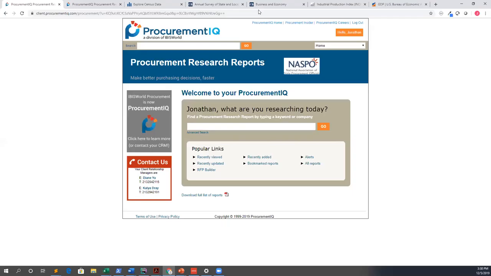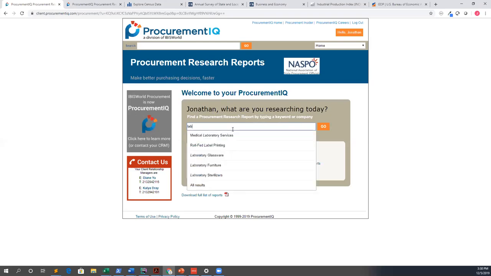All right. So when you log into Procurement IQ, this is the screen you will see, just like I see it whenever I log in. And it's a fairly simple interface. So you'll remember Shanoa was talking about those NAICS industry codes. You can use those to search here as well.